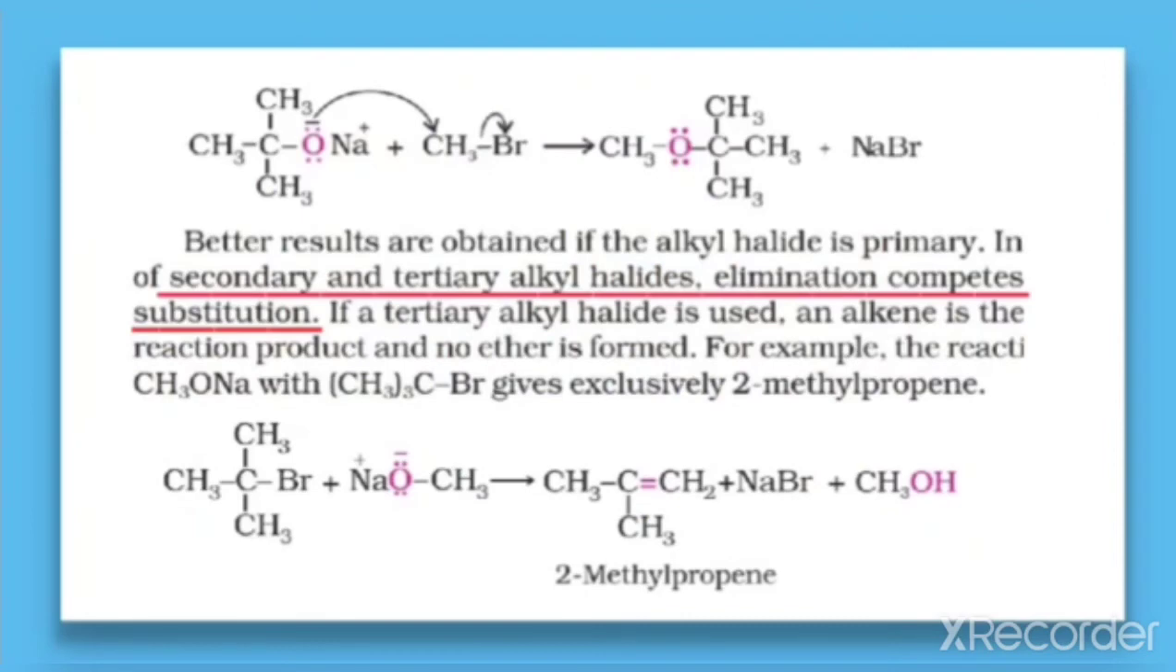That means the better results are obtained if the alkyl halide is primary. In secondary and tertiary alkyl halides, elimination competes with substitution. So when you compare the two equations, here the primary halide is taken and here the tertiary halide is taken. In the case of the primary halide, we are getting the product ether, but in the case of the tertiary halide, instead of getting ether, we are getting alkene as a product. Since here substitution is taking place, here elimination is taking place.